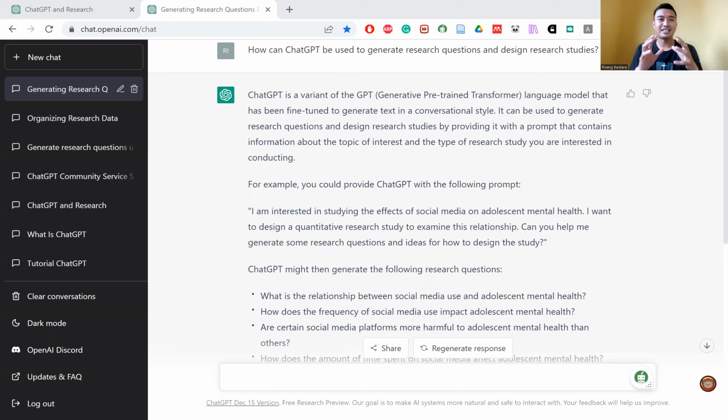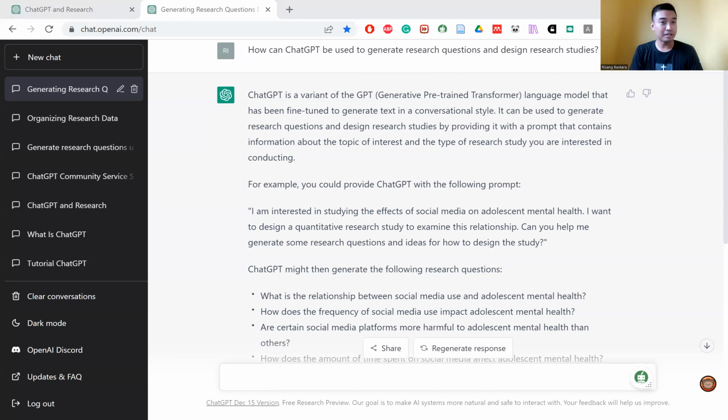So how can ChatGPT be used to generate research questions and design research studies? One way is to use ChatGPT to generate ideas for research questions based on a specific research topic or area of interest. For example, you might type in a prompt such as, I am interested in studying the effectiveness of different teaching strategies. Can you suggest some research question based on this topic?